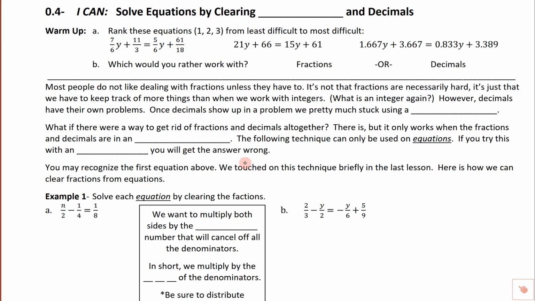The last skill we're going to talk about in this review unit on equations is solving equations by clearing fractions and decimals. So let's write the word fractions here, and then let's talk about a couple of these warm-up problems. It says rank these equations 1, 2, 3 from least difficult to most difficult. So 1's going to be pretty easy. We'd do that one first, and then 3 we'd probably want to leave. Well, if you look at these 3 equations, this one has some big numbers, but I'd probably want to do that one first. So we're going to rank that one 1.